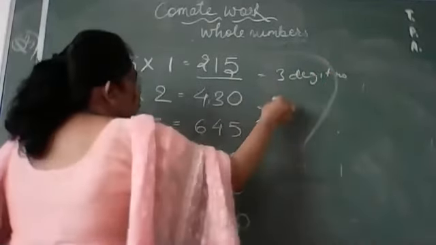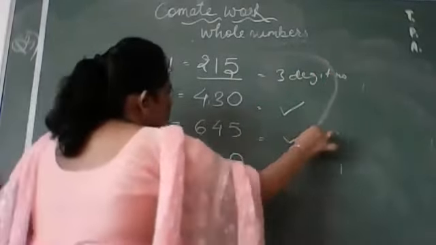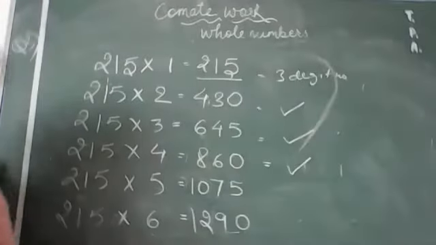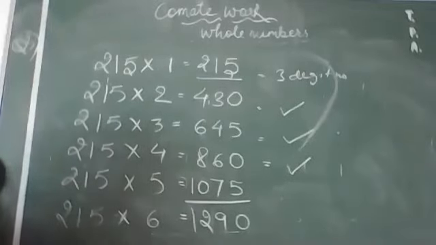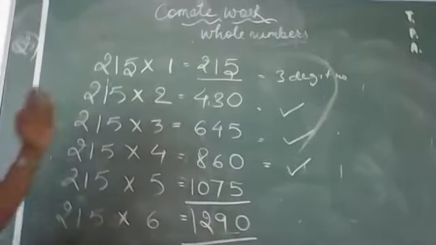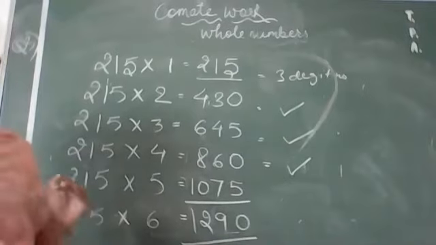Okay. Now this is also a 3-digit number. This is also a 3-digit number. This is also a 3-digit number. And just check, this is a 4-digit number. This is also a 4-digit number. Now after this one, you will get only 4-digit numbers.